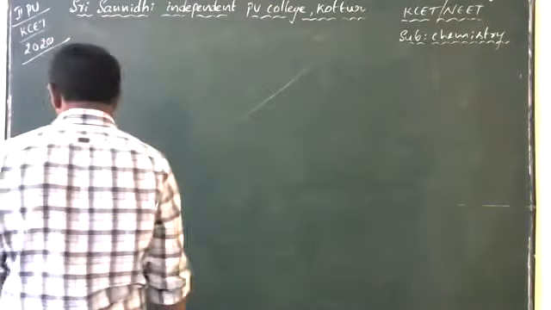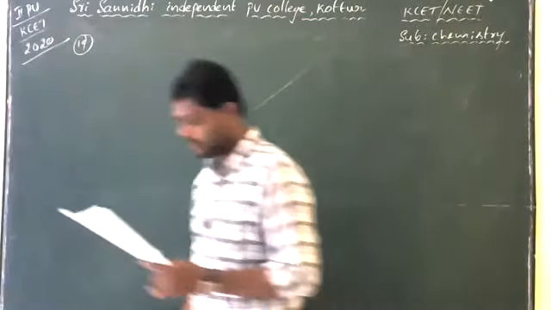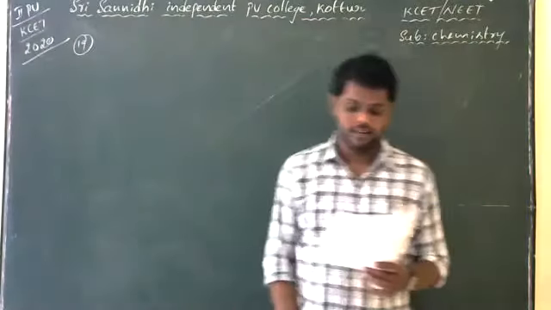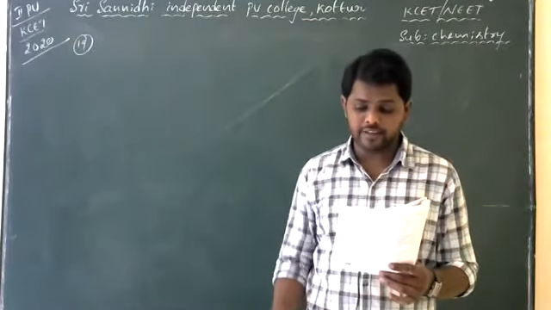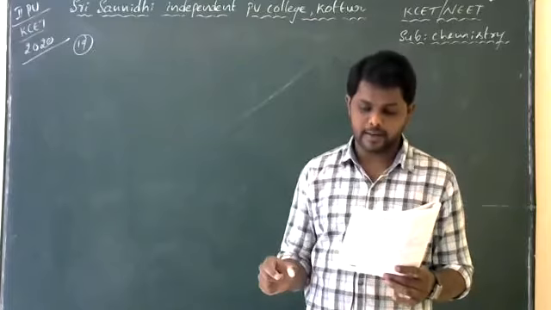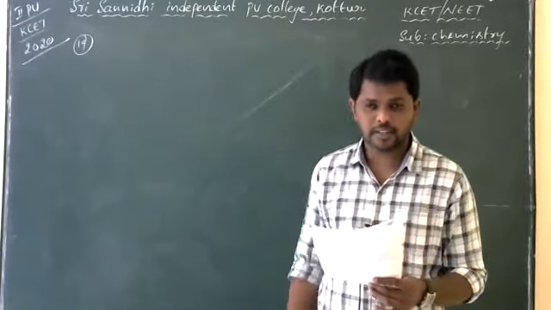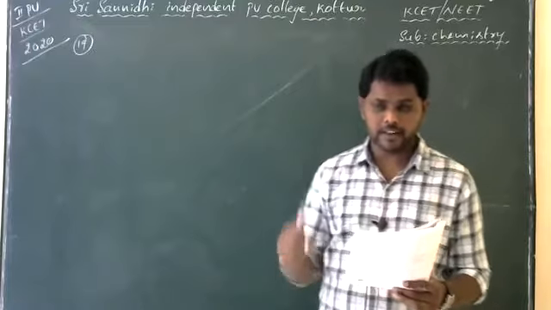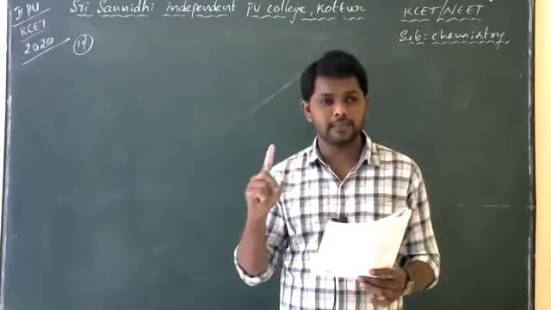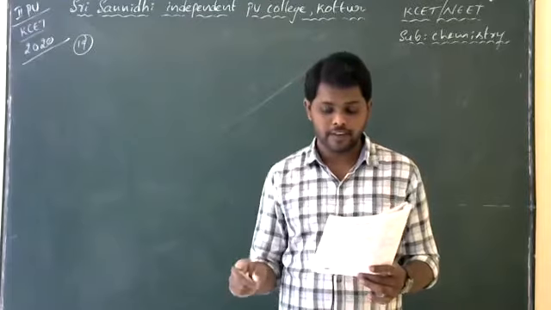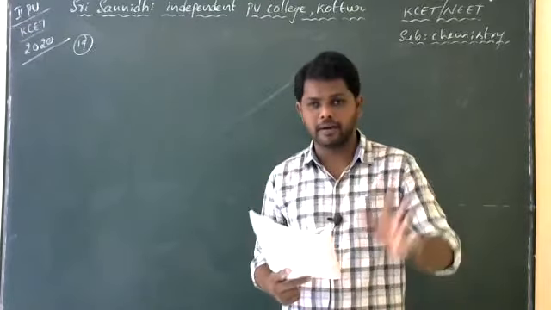KCET 2020, question number 19. Just read the question. The time required for 60% completion of a first order reaction is 50 minutes. The question says the time required for 60% completion of a first order reaction is 50 minutes. How much time is required for a reaction to be 60% complete?